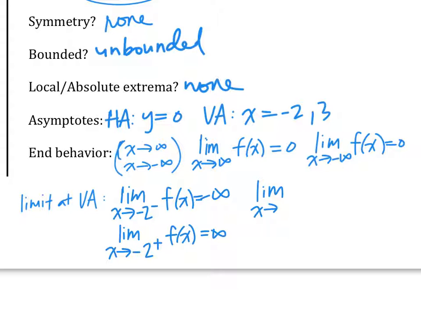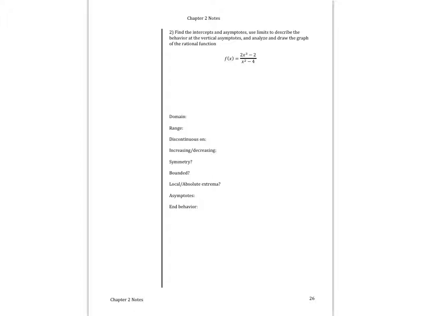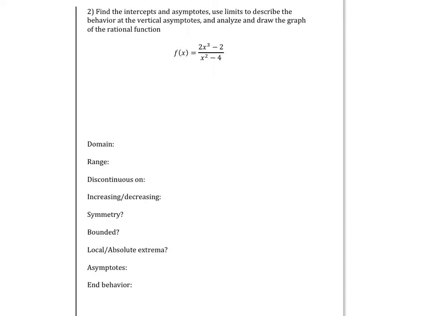Limit as x goes to 3 from the negative side. Jennifer? And then limit as x goes to 3 from the positive side. Yes. Okay, good. Let's try one more, now that we have properly reviewed.